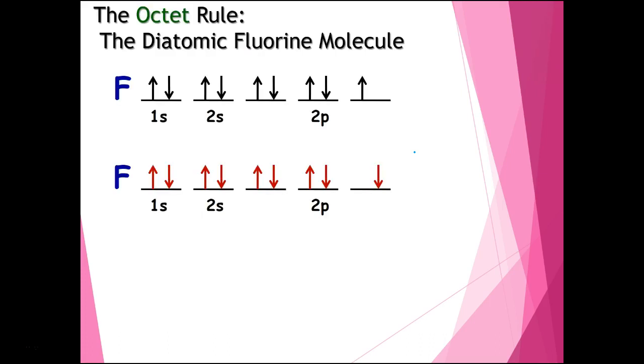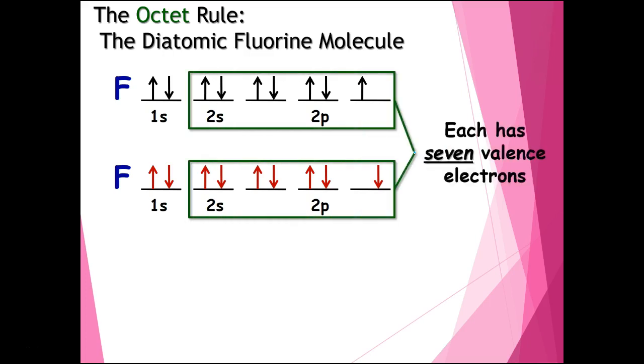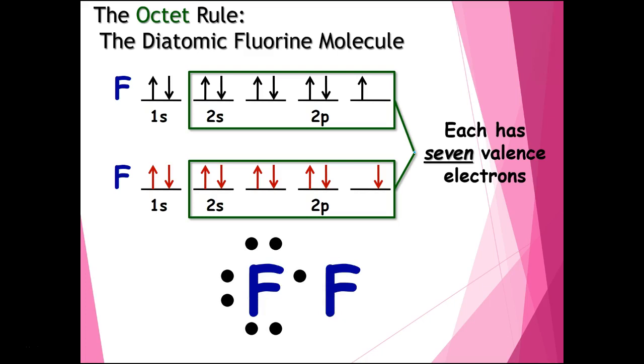So let's start with fluorine. Fluorine, we know, has this electron configuration. And we know for fluorine to be happy, it needs to become like neon. And so because it needs to become like neon, each one of them needs 1 electron. So those 7 valence electrons are very helpful. So we have fluorine with 7 right there, and we have another fluorine with 7.